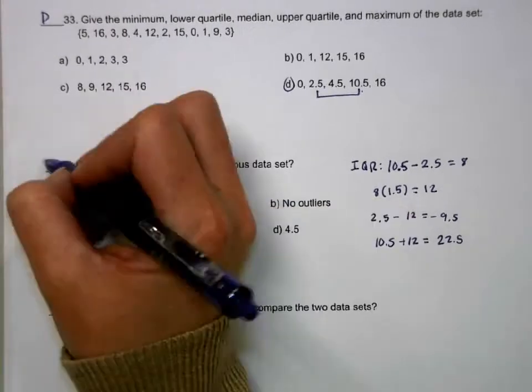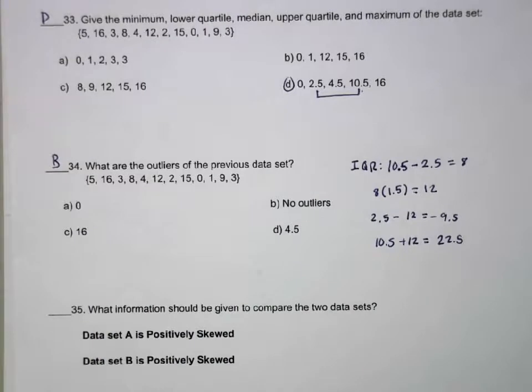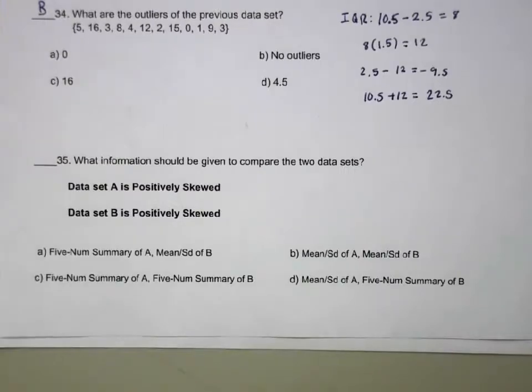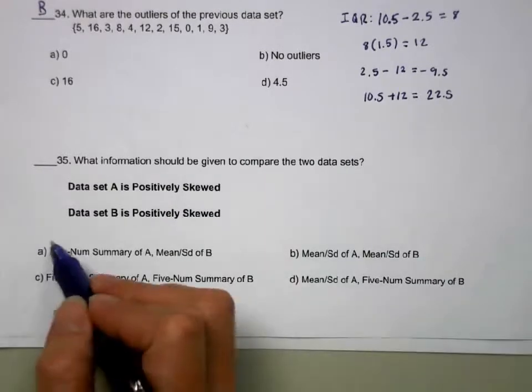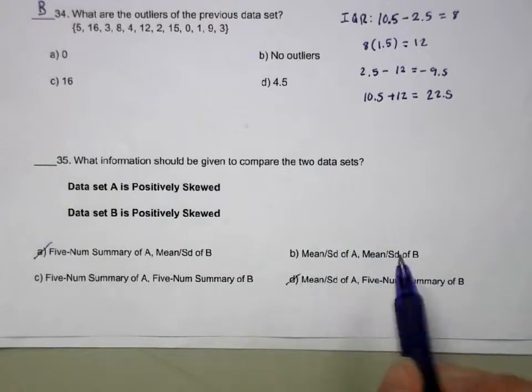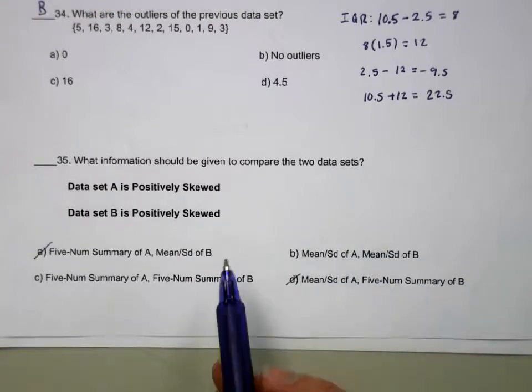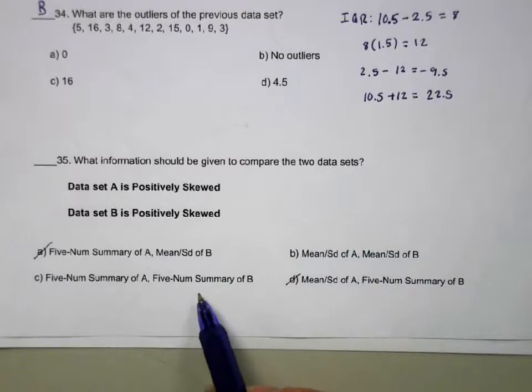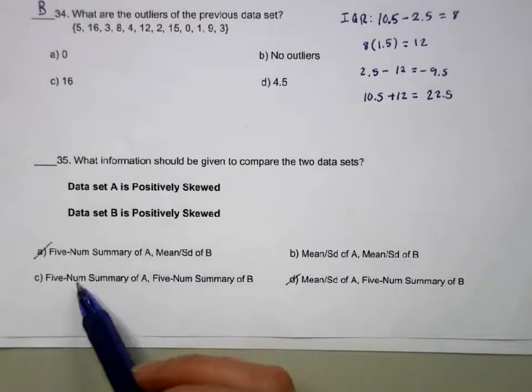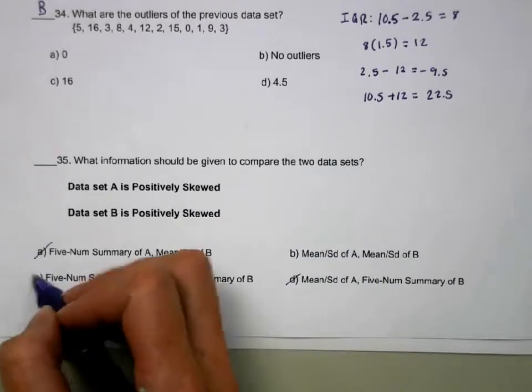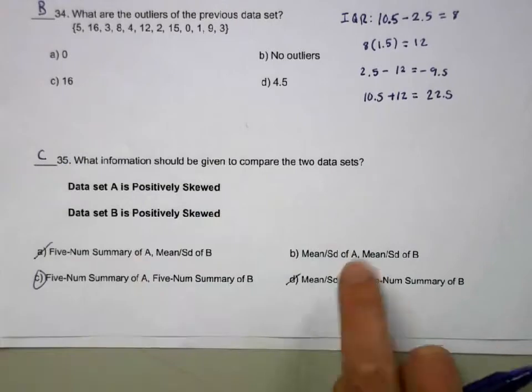Okay, what information should be given to compare the two sets of data? Okay, well, first off, no matter what, you need to be comparing the same thing. Okay, so you're either doing the mean and standard deviation of both, or you're doing the 5-number summary of both. Well, if these are both skewed, if even one of them is skewed, then your option is going to be C. You'd do this if both of them were symmetric, which it is not.